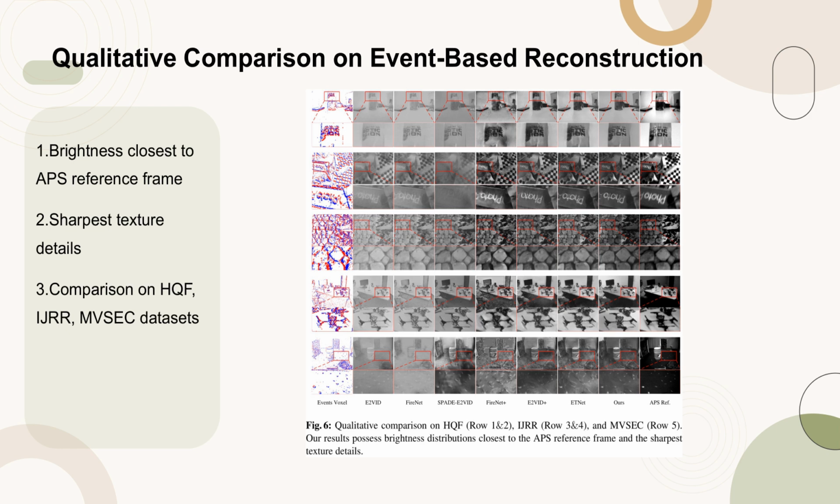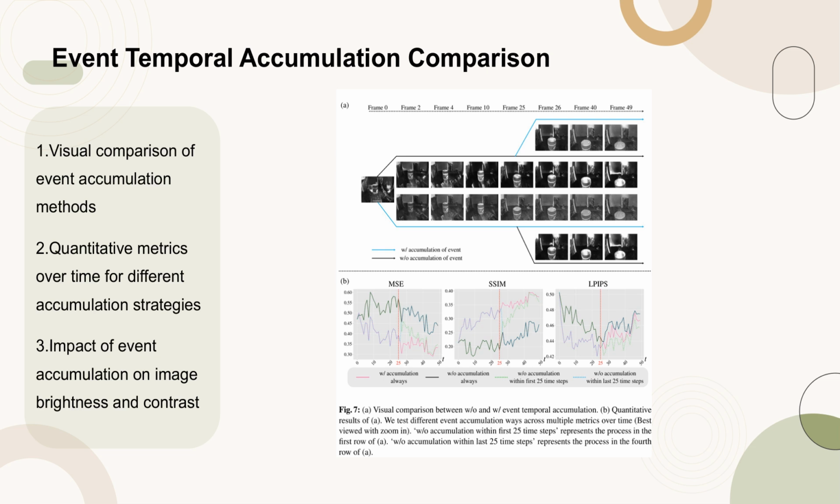Figure 7 presents a detailed comparison of different event temporal accumulation methods. Subplot A visually contrasts scenarios with and without event accumulation, highlighting the differences in image reconstruction quality. Subplot B provides quantitative results across multiple metrics over time, showing how different accumulation strategies affect performance.